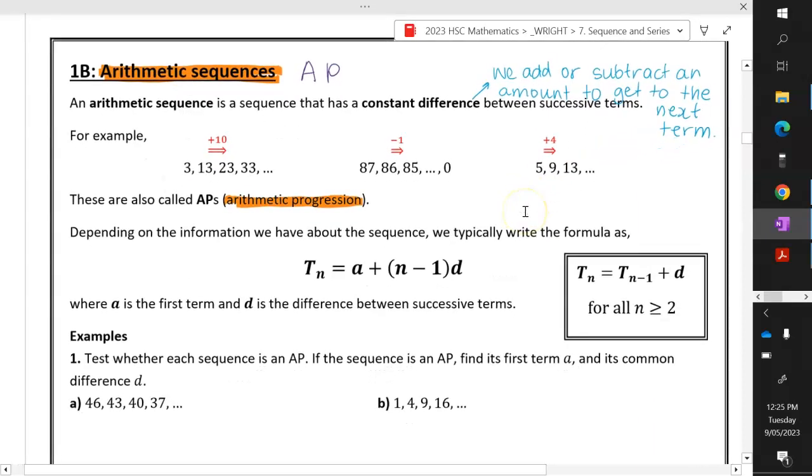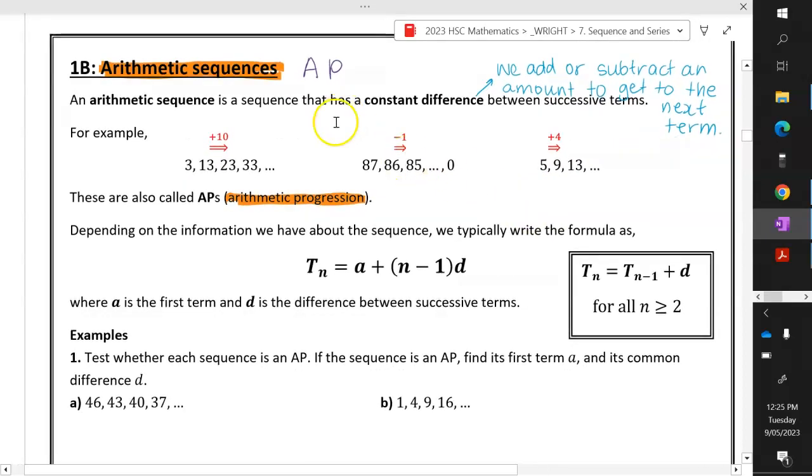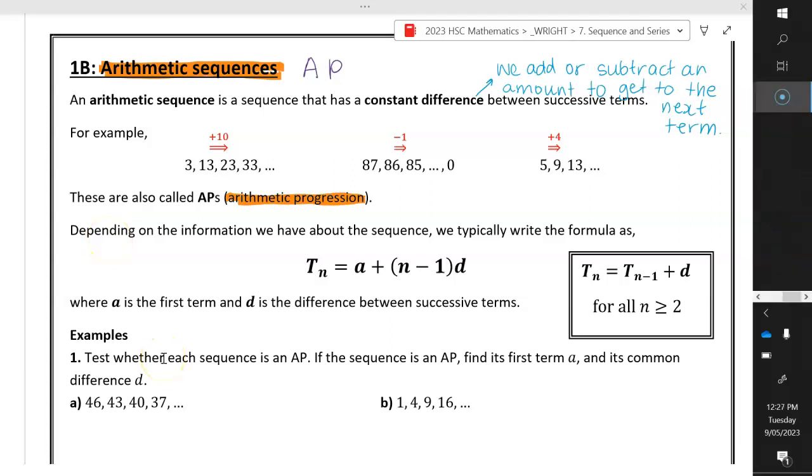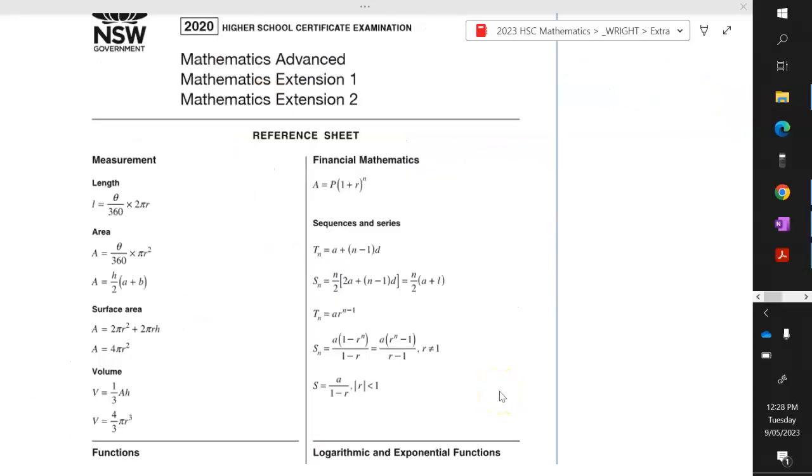So if it is an arithmetic progression, and I'm going to call them APs, we've got different formulas that we need. But we do not need to memorize these formulas as they are on our HSC formula sheet. So I might jump over to that sheet now and show you where they are. On the first page of our reference sheet, in the section called Sequences and Series, there's a whole heap of formulas here, and that relates to the topic that we're currently doing.